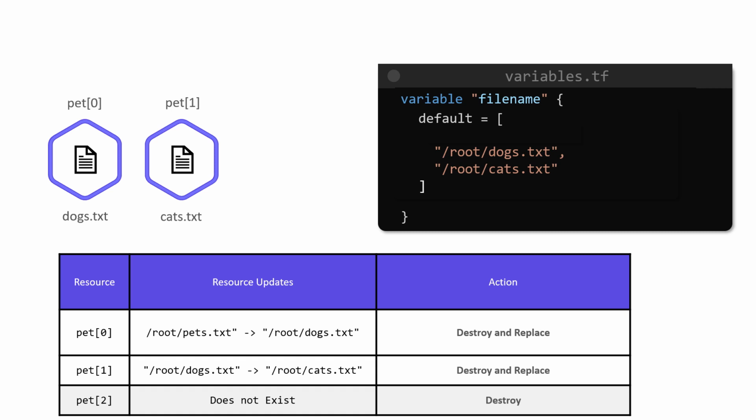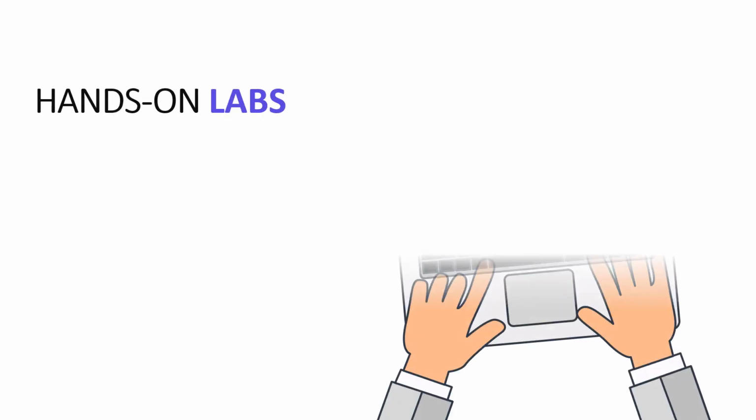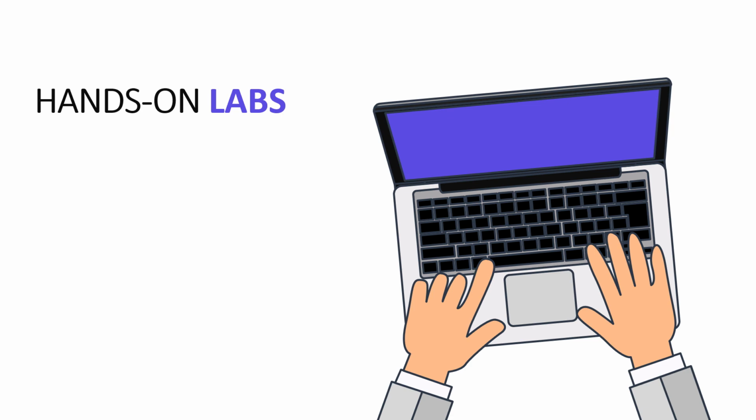Although after the apply operation, we will have the resources created as per our intended end state, this is not an ideal approach. We may not want the resources to be destroyed and recreated just because we removed an unrelated element from the list. And we will see how to fix that in the next lecture. Now let's head over to the hands-on labs and practice working with the count meta argument in Terraform.